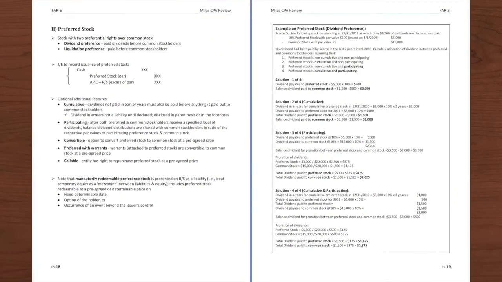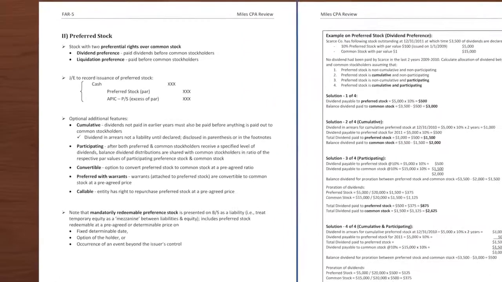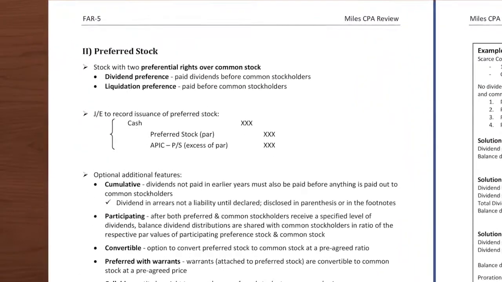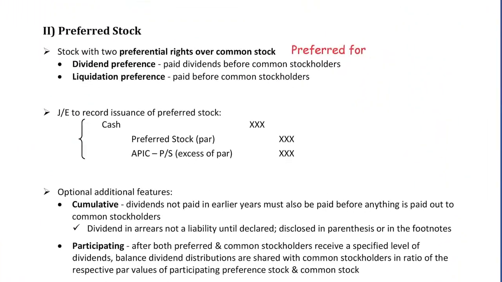On page 18, we're looking at preferred stock. And as the name signifies, these are preferred for dividend and for liquidation. So the preferred stockholders are paid dividends before dividends are paid out to common stockholders. In case of liquidation of the corporation, the preferred stockholders have preference over common stockholders.